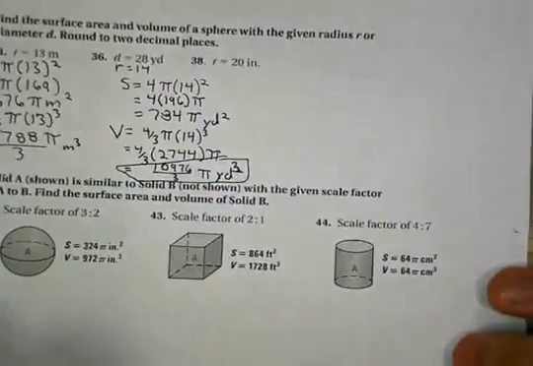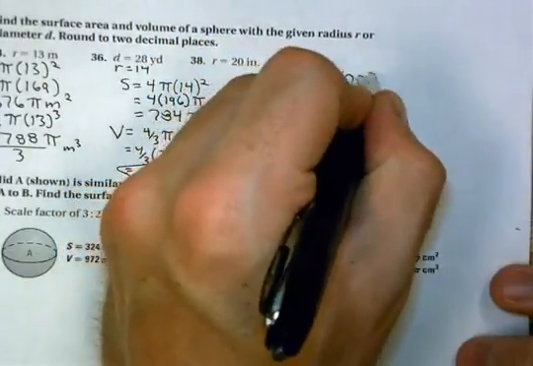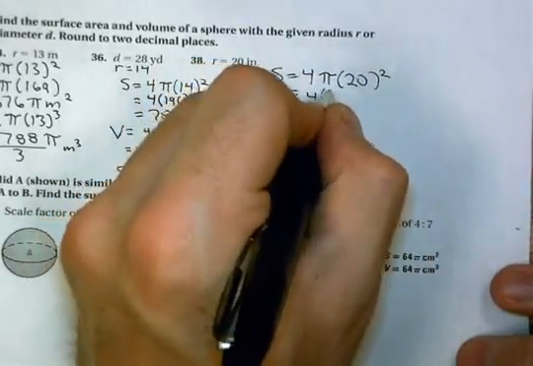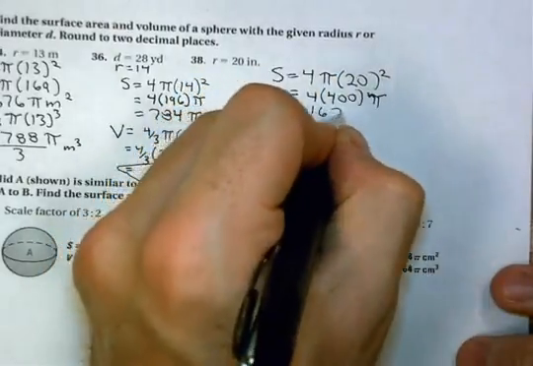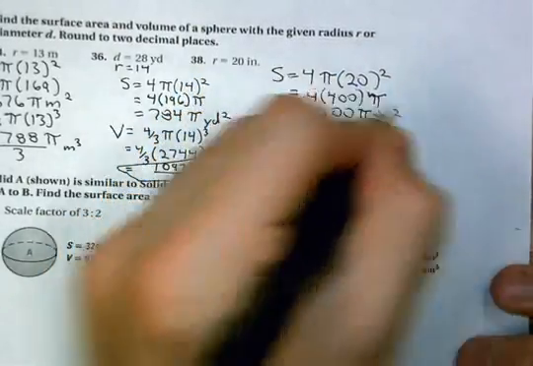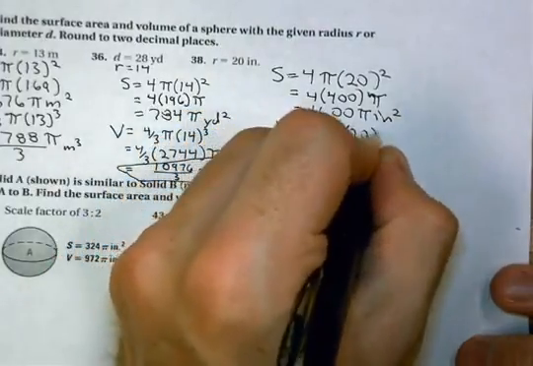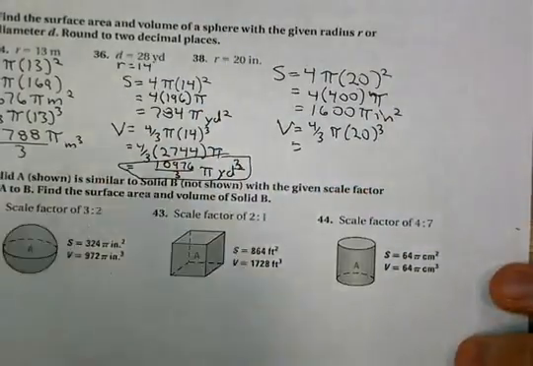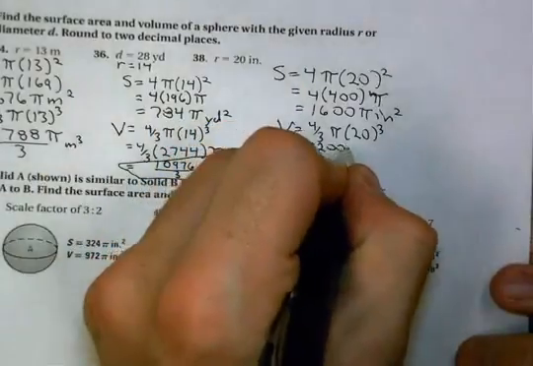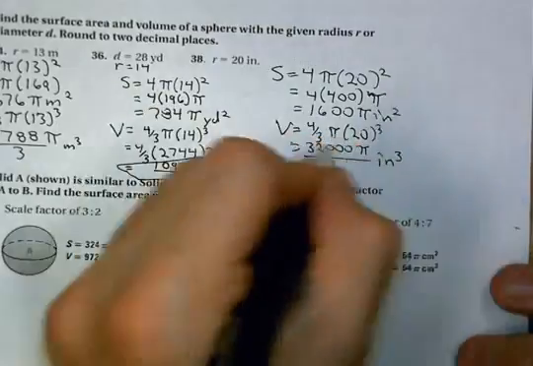Number 38, radius is 20, so surface area is 4 pi times 20 squared. That's 4 times 400 pi. We get 1,600 pi inches squared. Volume is 4/3 pi times 20 cubed. 20 cubed is 8,000. 8,000 times 4 is 32,000. So that's 32,000 pi over 3 inches cubed.